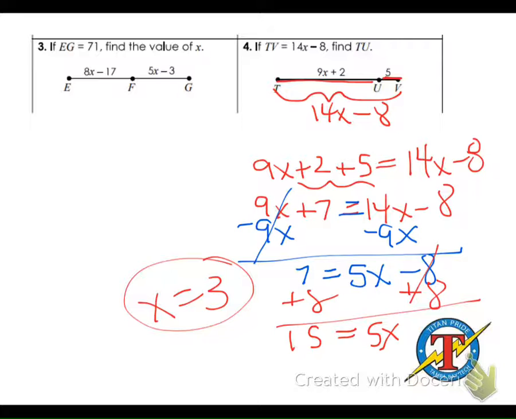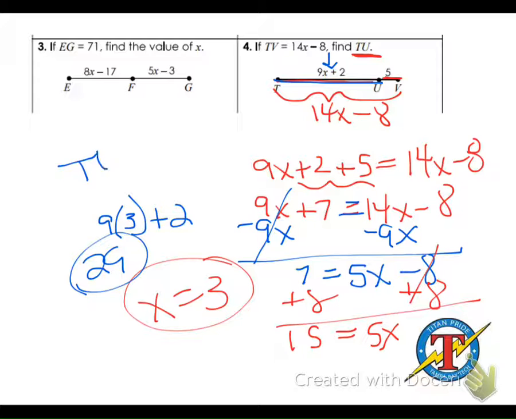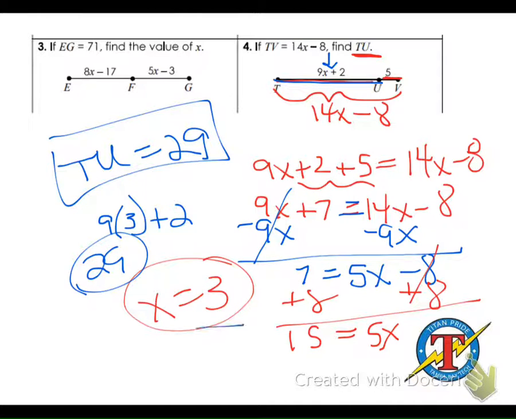Now be careful, that may or may not be the final answer. Reread the question. This time it says to find TU. Well, TU is this guy. So plug in the 3 for x right here. We'd get 9 times 3 plus 2. And you don't have to show that work. You can do it in your head. So that's 27 plus 2, or 29. Okay, and that is the answer to the question. TU is 29 is the answer to the question, not x equals 3.